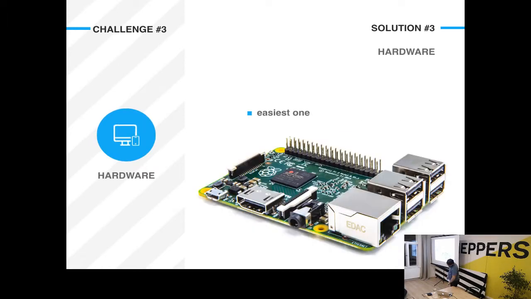The last challenge I had to deal with was hardware. It was probably the easiest one because I was looking for a stable solution, so I obviously picked Raspberry Pi. I think it's the B+ model. I ran the Raspbian operating system on it, and you can easily install standard Apache and the full stack on it.